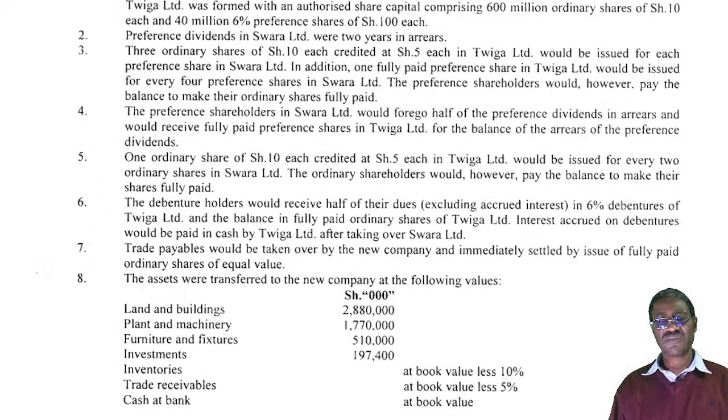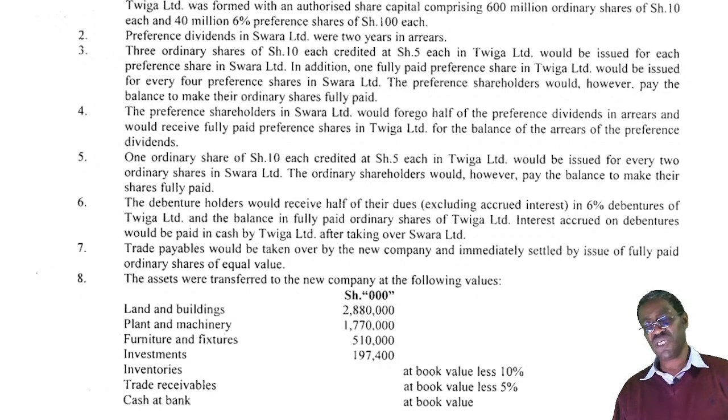Number six says, the debenture holders would receive half of their dues, excluding interest, in 6% debentures of Twigger Limited and the balance in fully paid ordinary shares of Twigger Limited. Interest accrued on the debentures would be paid in cash by Twigger Limited after taking over SWARA Limited. Number seven, trade payables would be taken over by the new company and immediately settled by issue of fully paid ordinary shares of equal value.